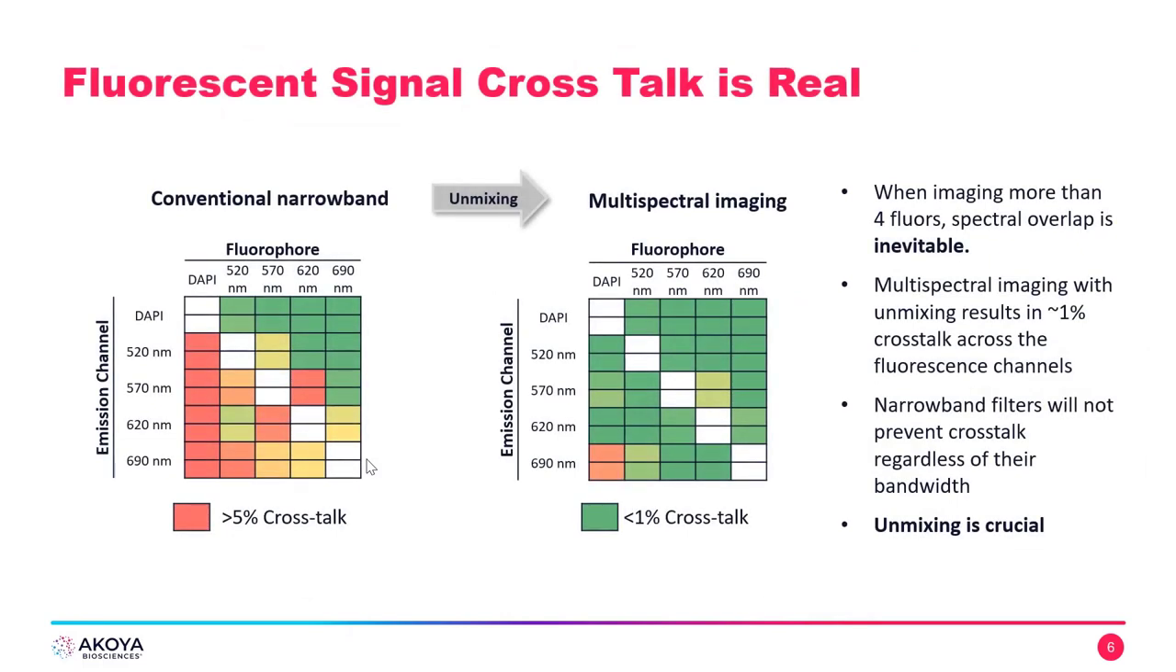So I want to talk about crosstalk. With four or more fluors, spectral overlap is inevitable. So this conventional narrowband graph is showing you where the crosstalk's leaking into other wavelengths. So once you unmix, that crosstalk greatly decreases. Again, unmixing is crucial.